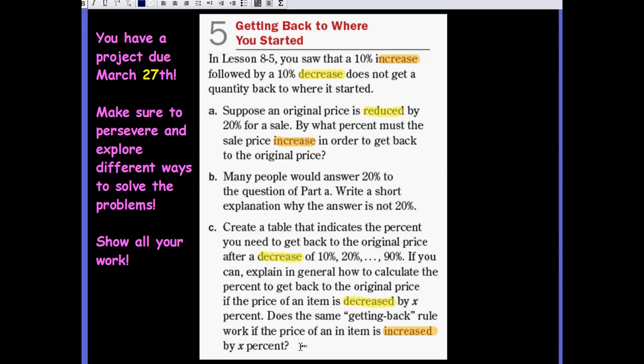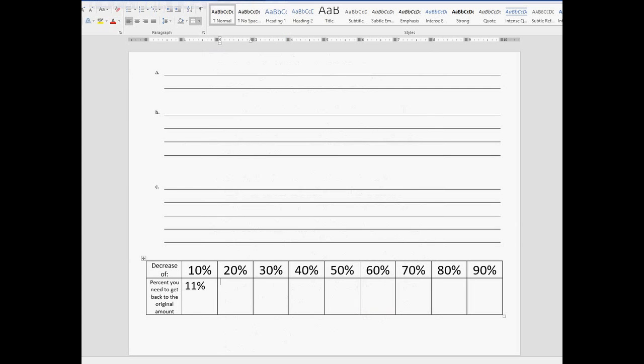Now, for your charts, if you got a little confused and instead of doing a decrease and then an increase, you flip-flopped them and said, okay, well, if I increased it by 10%, I would need to decrease it by 9%. If you filled out your chart that way, as long as you note it, I'll give you full credit.